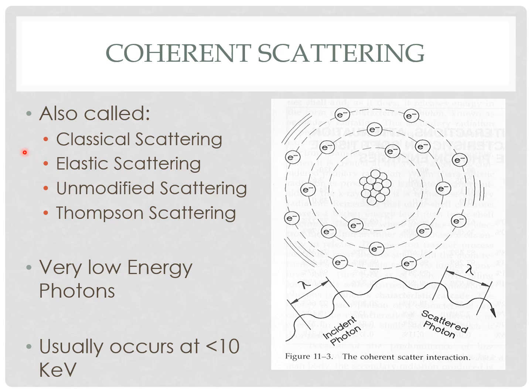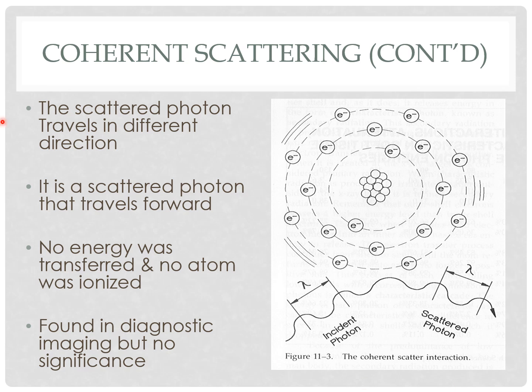Coherent scattering, also called classical scattering, elastic scattering, unmodified scattering, Thomson scattering. So the registry or RadTech Bootcamp may call it one of these other terms, but it's basically coherent scattering. Very low energy photons, usually occurs at less than 10 keV. So the incident photon comes in and just gets scattered. It doesn't have any interaction with the inner shells or outer shells or nucleus. The scattered photon travels in different directions. No energy was transferred and no atom was ionized. Found in diagnostic imaging, but no significance.